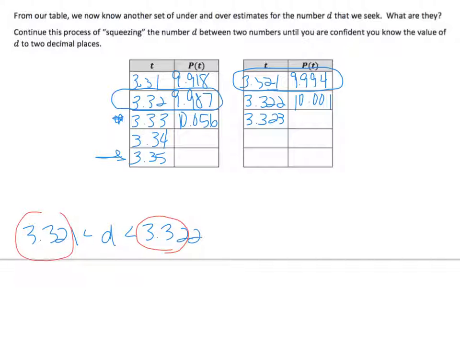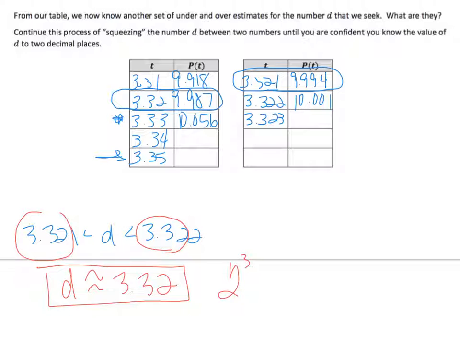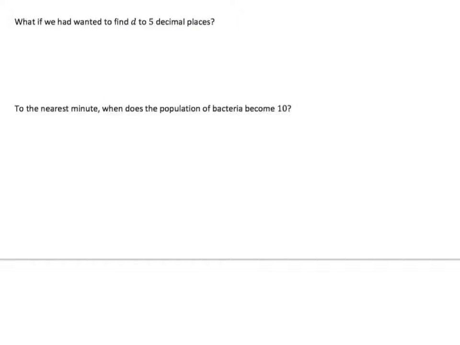Sorry, both numbers round to 3.32. So we can say d is approximately 3.32. So the population reaches 10 after 3.32 days. So 2 to the 3.32 is approximately, let's see, 9.987. Pretty darn close. What if we wanted to find d to 5 decimal places?